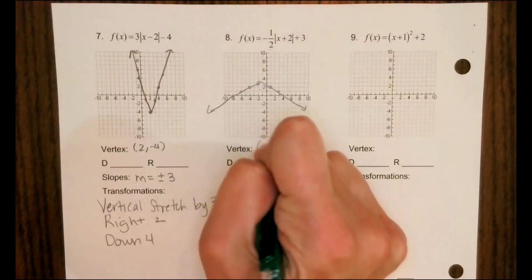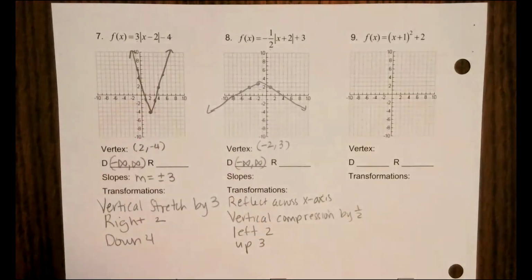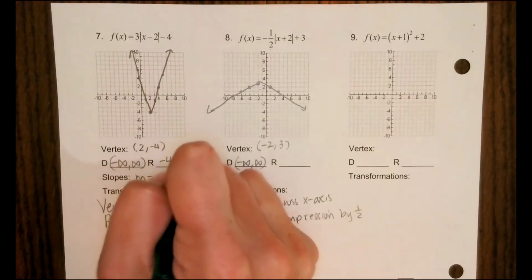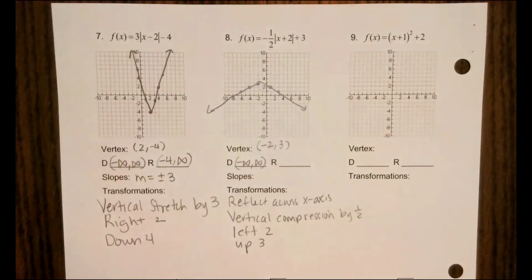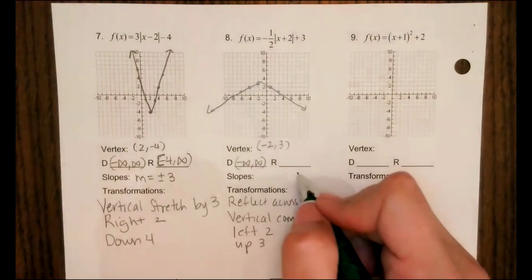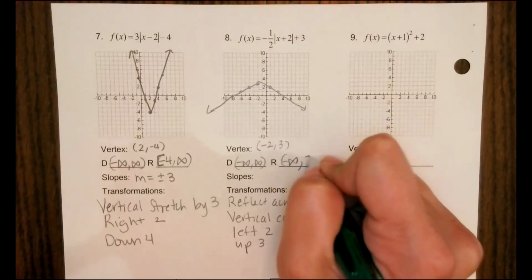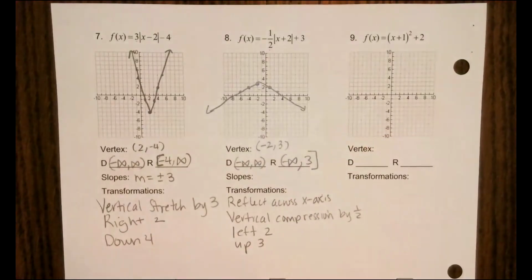My domain is still negative infinity to infinity, and I forgot to write that here. This one was from negative 4 to infinity because it went up. That should be a bracket. For the range on this one, we're coming from negative infinity and going up to 3. And so that's a bracket there because it does include that 3. That one had 4 transformations. That's a lot. That's probably more than we'll give you, but that would be the max if we did.